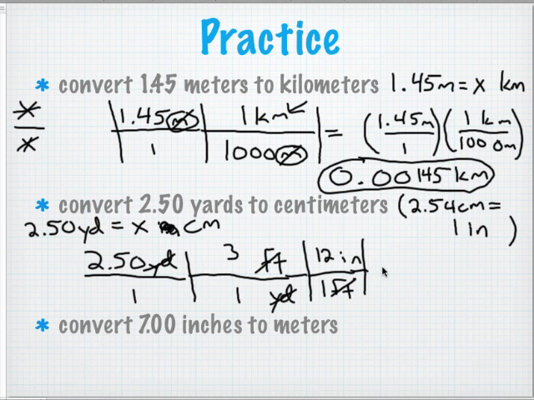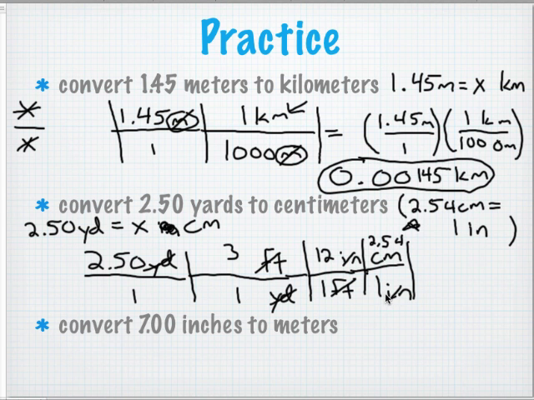So 1 foot is 12 inches. The feet cancel out. And now I'm in inches, so I can use this conversion right here to go from inches to centimeters. 1 inch is 2.54 centimeters. Inches over inches cancel out. And then what are we left with? Well, now we're essentially left with 4 fractions. 2.5 times 3 times 12 times 2.54.